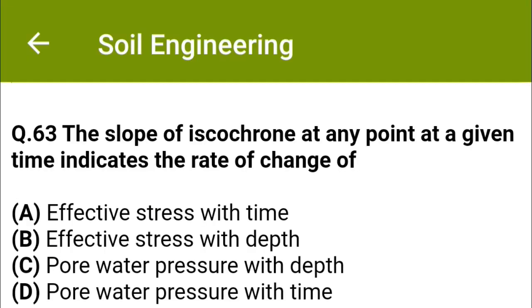The slope of isochrone at any point at the given time indicates the rate of change of: option A, effective stress with time; option B, effective stress with depth; option C, pore water pressure with depth; option D, pore water pressure with time. The correct answer is option C, pore water pressure with depth.